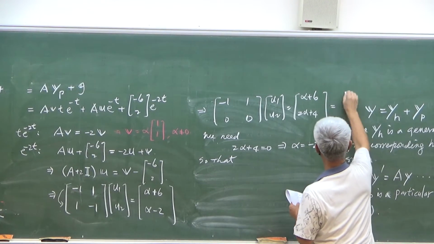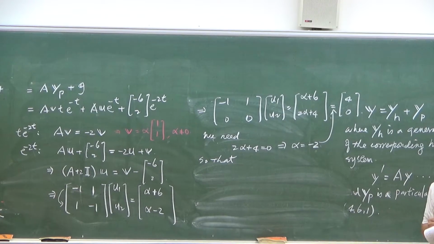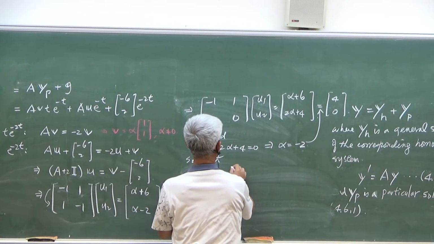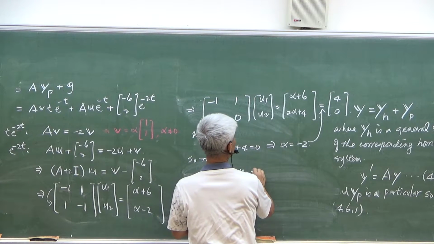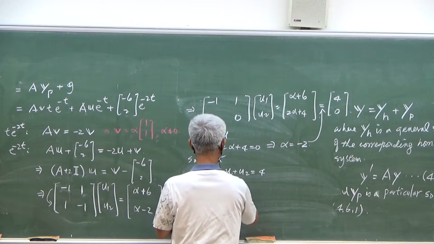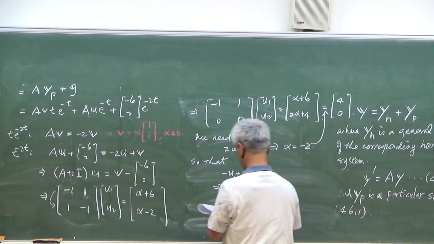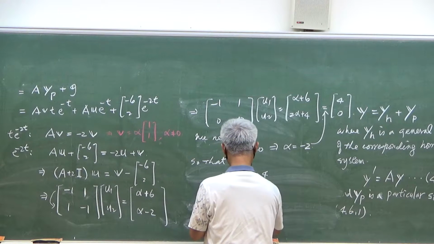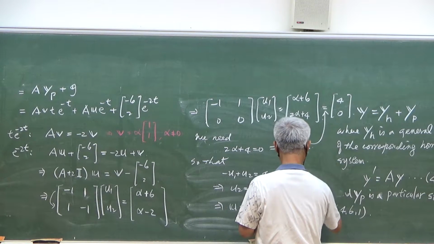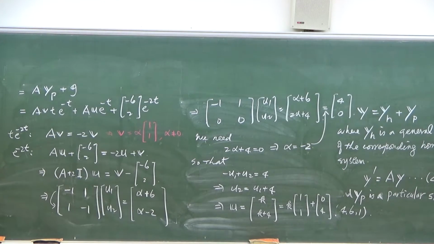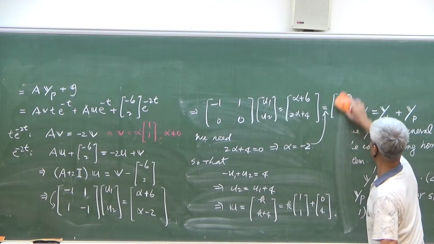So this one becomes 2, so we go here, this is 0, and this becomes 4. Okay? So that we can solve. So we know that minus u1 plus u2 is equal to 4. So this implies u2 is equal to u1 plus 4. So this implies the vector u is equal to k and k plus 4. So this is k times (1, 1) plus (0, 4). So we refine solutions.